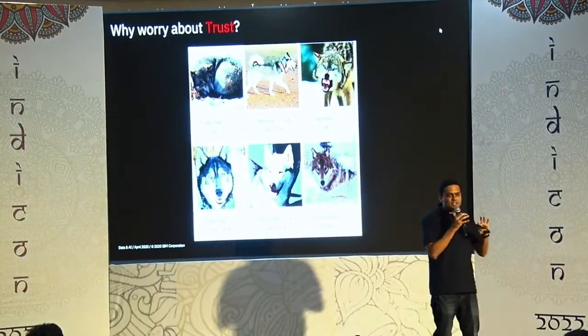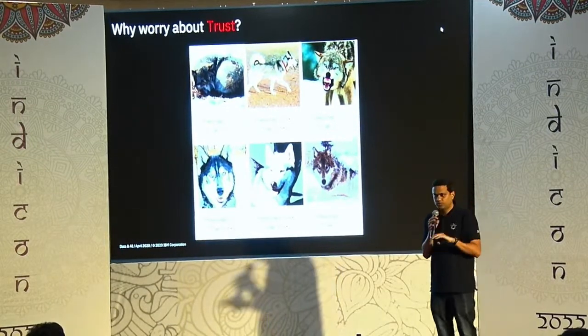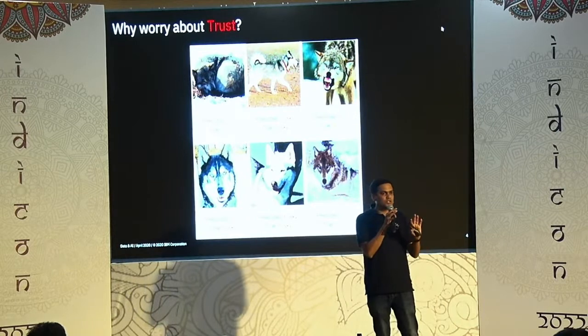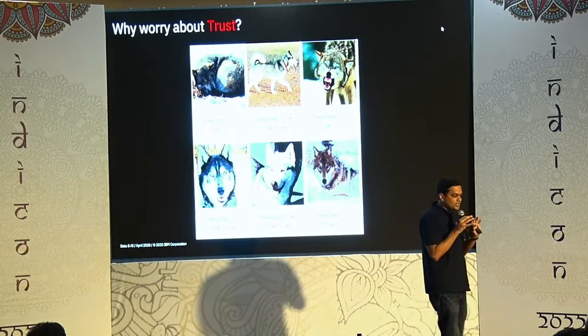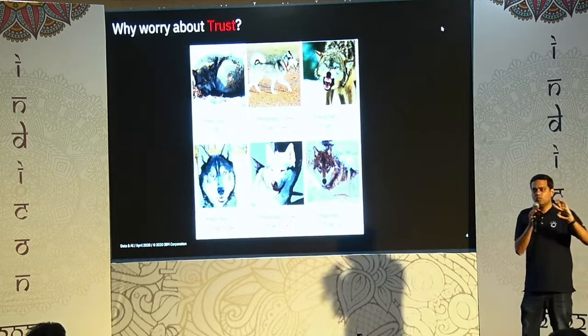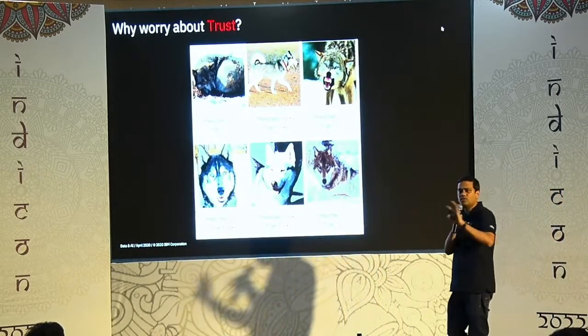It's genetically closely related to the Siberian wolf. So if you look at a husky and you look at a wolf, it's very difficult to distinguish between the two. So let's say that I have built an AI model which, given an image, will decide whether it's of a Siberian wolf or of a husky.